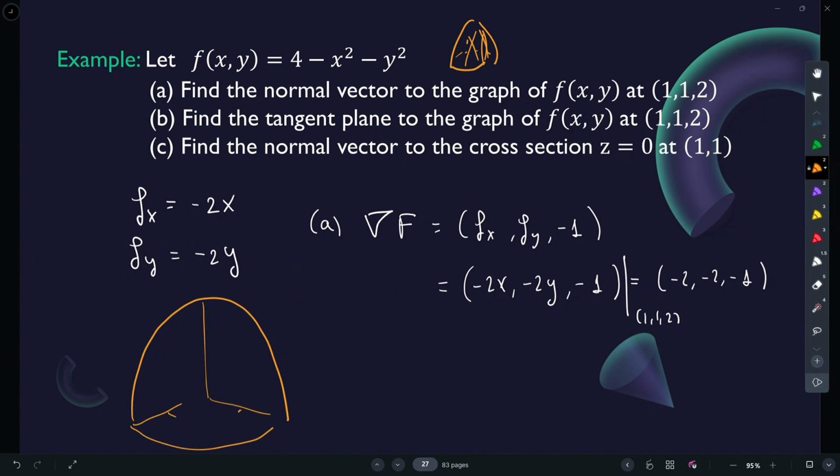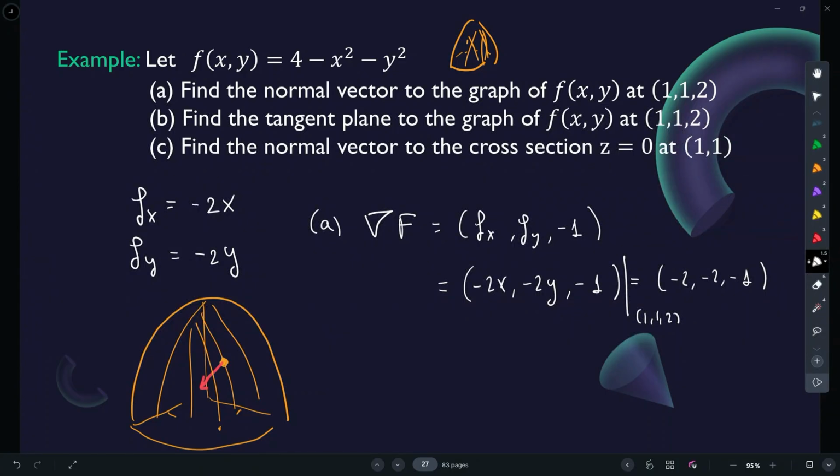At (1, 1, 2) is here. And what this is saying is that the vector is (-2, -2, -1). So it is pointing somewhere in that direction, to the inside of the paraboloid. Right. Now, what is the tangent plane?